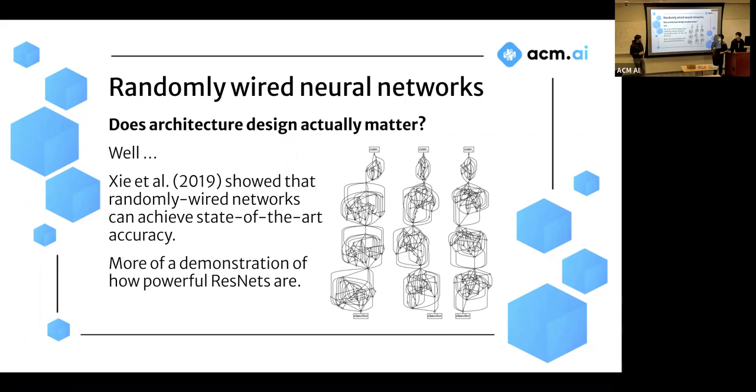And they realized that you can achieve state-of-the-art accuracy with these randomly generated networks. In fact, empirically, this did better than ResNet. And in a way, this is kind of saying, does neural network architecture design actually matter? It still does a little bit, but it's also a demonstration of how powerful ResNets are, specifically residual connections, because you can think of these as residual connections on steroids, right? Because of how many skip connections are going on.